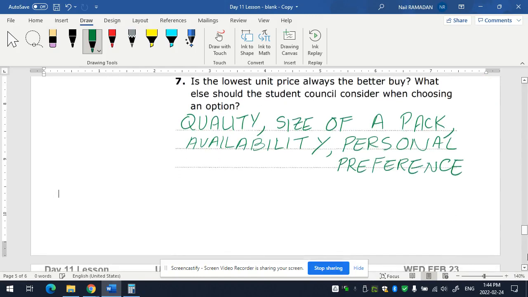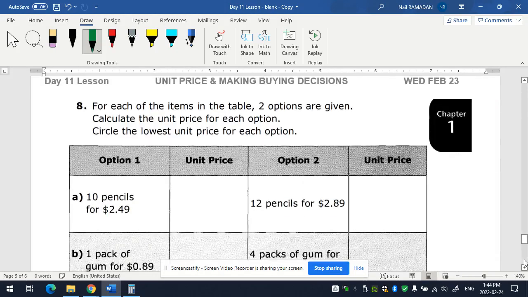All right, last page, page number 6 of the package. So for each of the items in table 2, two options are given for each kind of item, pens, fruit, or whatever. Calculate the unit price for each option. Circle the lowest unit price.